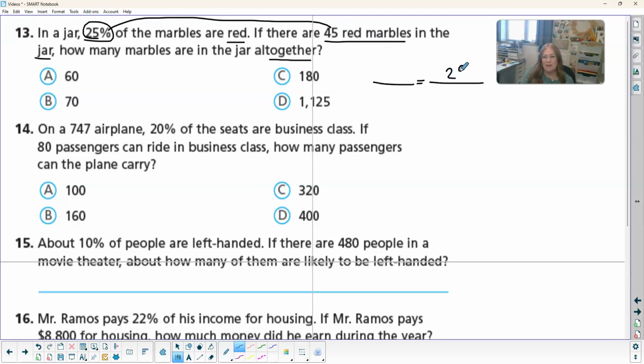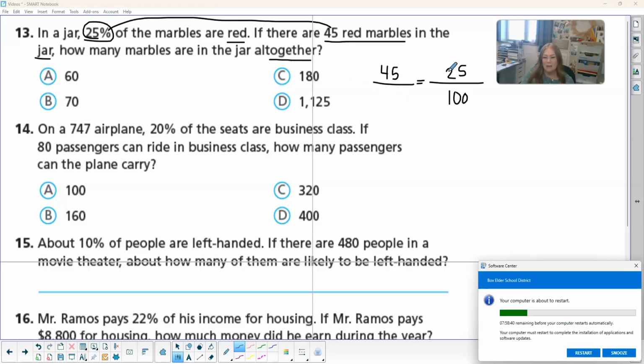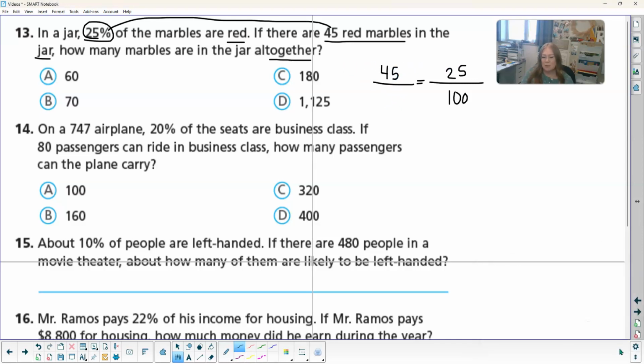So if we have 25%, and these are red, 45 are red, what's the total, right? These are red, so we match them up. Computer's trying to restart. Don't do that. So we're going to crisscross and divide. Should be one of these answers to see how much is in the jar all together, total.